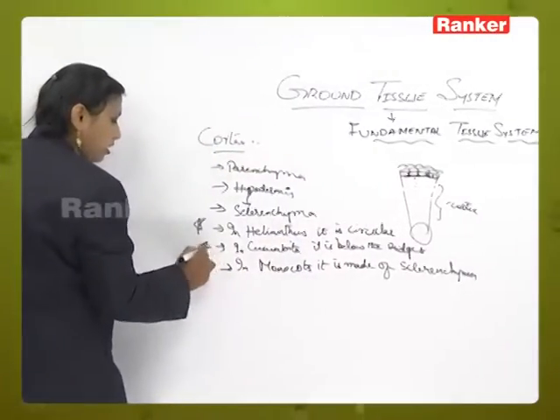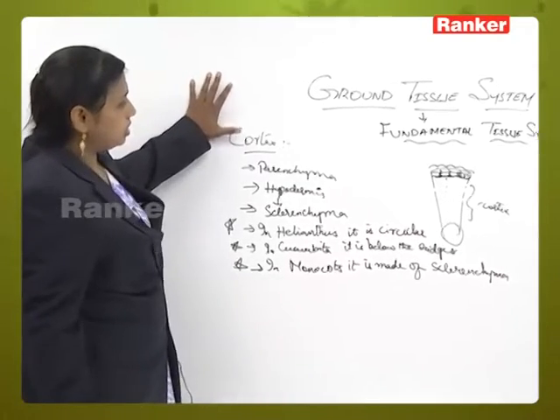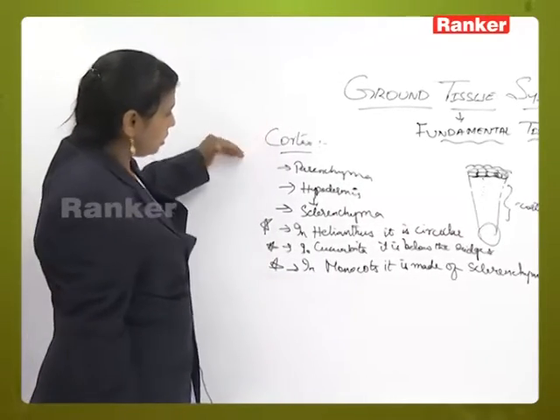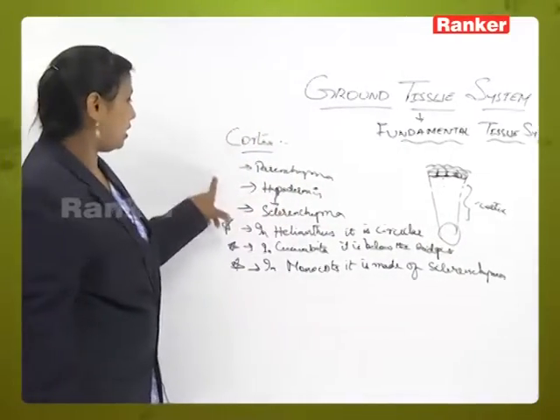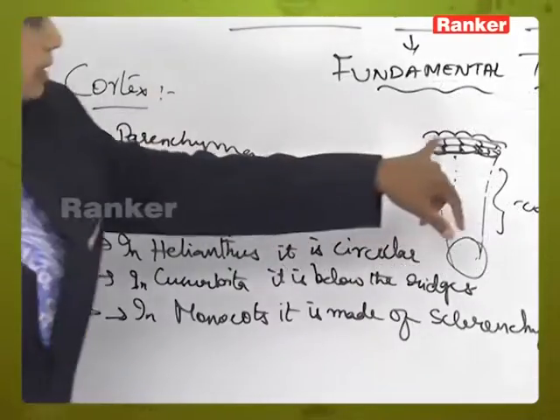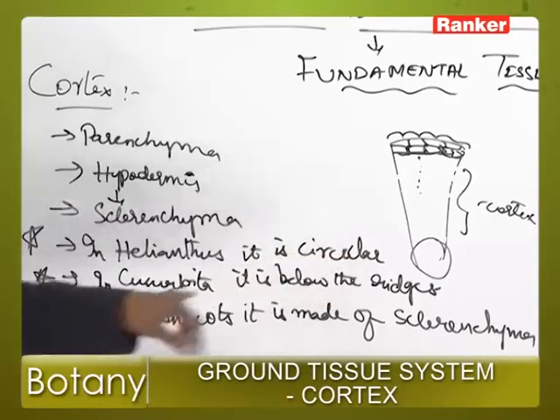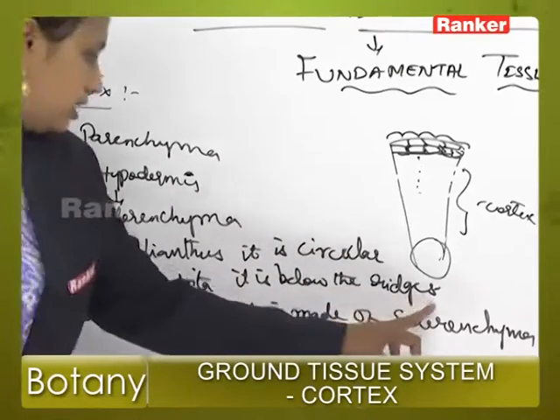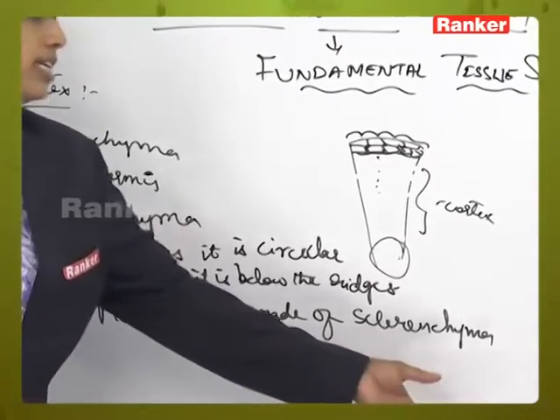So these are important. Cortex is the ground tissue which starts from the epidermis till the outer covering of the stellar region. It is made up of mostly parenchyma. The immediate layer below the epidermis is hypodermis, and it is made up of sclerenchyma. In helianthus it is found in a circular pattern. In cucurbita it is below the ridges, and in monocots it is again made up of sclerenchyma.